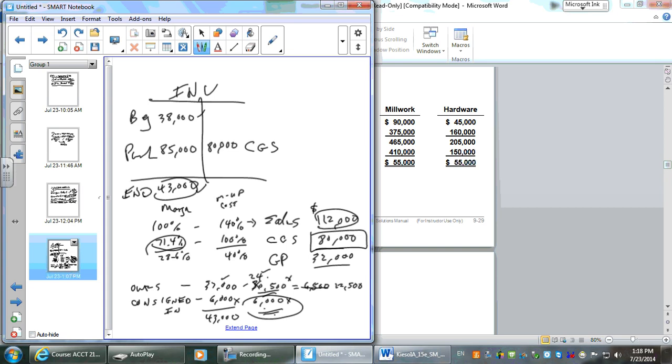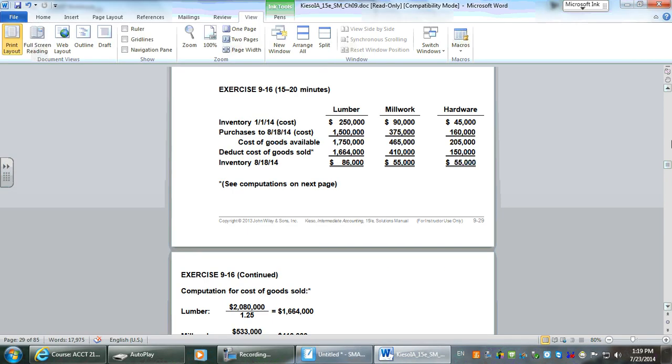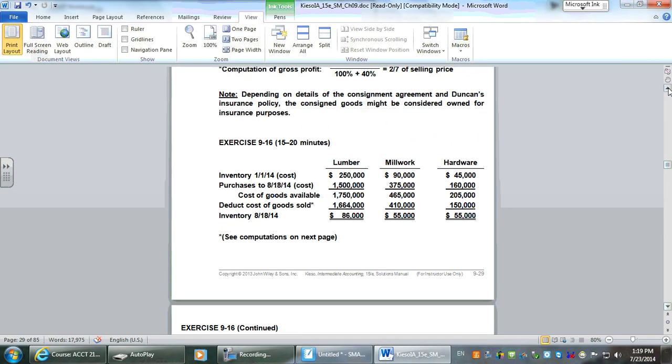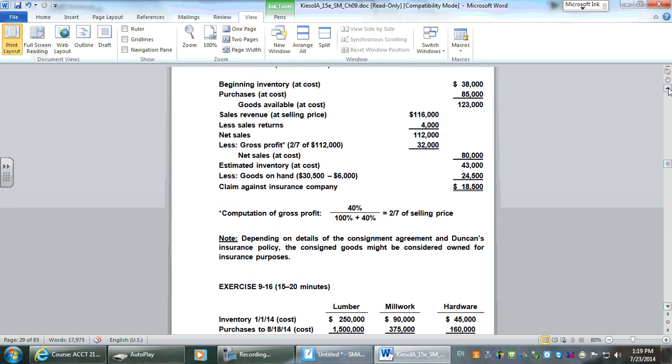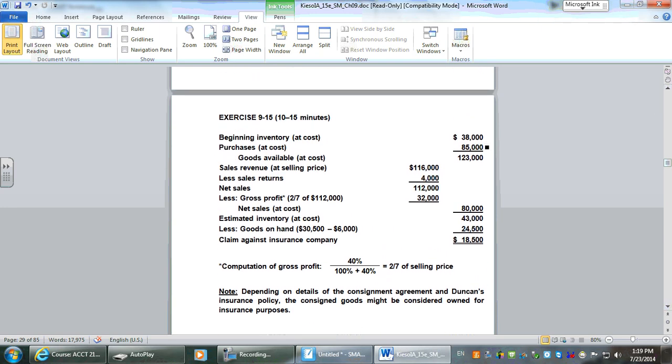I got 18.5. Isn't it 43? We estimated 43, and none of that includes the consigned inventory. Well, they said 18.5 too. 38 less 85 for 123. The sales are 43. Oh, but they took the 6 out. I guess I read it wrong. The goods on hand, because it's included.